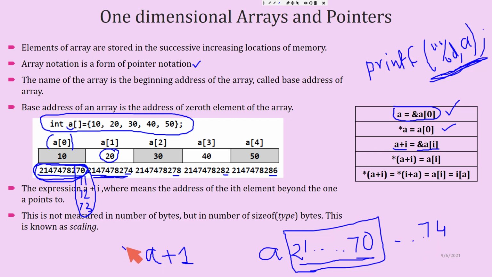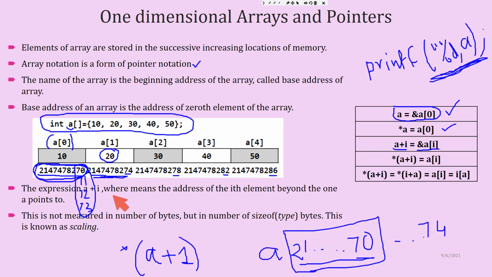So what is star of a plus 1? Star of a plus 1 means star of some value followed by 74, so the value at that address is 20. So star of a plus 1 is 20. What is a of 1? That we already studied; if I print a of 1, I will get 20. So star of a plus i is the same as a of i. Now I have come to a conclusion: star of a plus i can be written as star of i plus a also. That is a of i, which is equal to i of a. These points will be clear when we discuss the example.